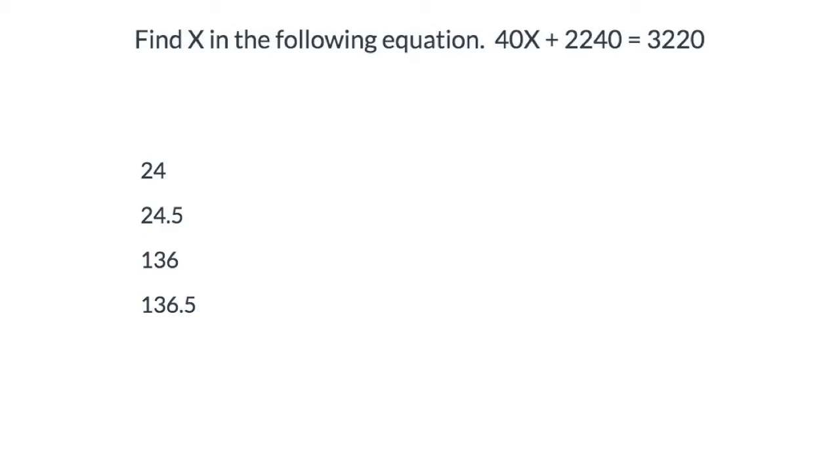Find x in the following equation. 40x plus 2,240 is equal to 3,220. In order to solve an equation, we need to find out what the value of x is equal to. And to do that, we need to remove all of the values away from x, beginning with the last thing that happened. So we have 40 times x plus 2,240.